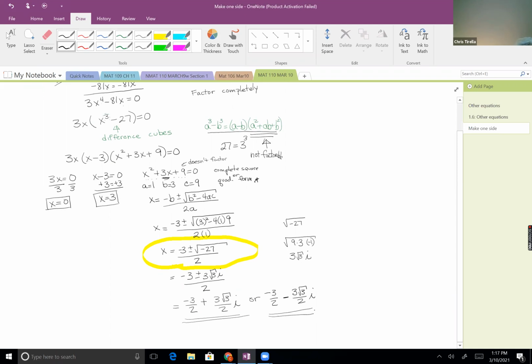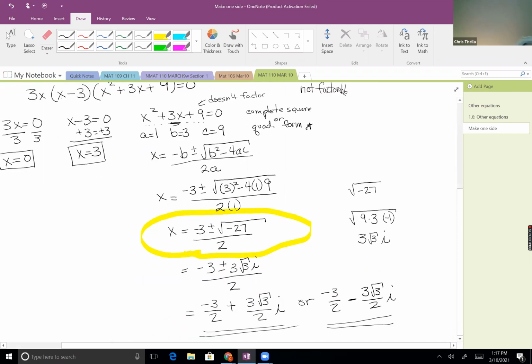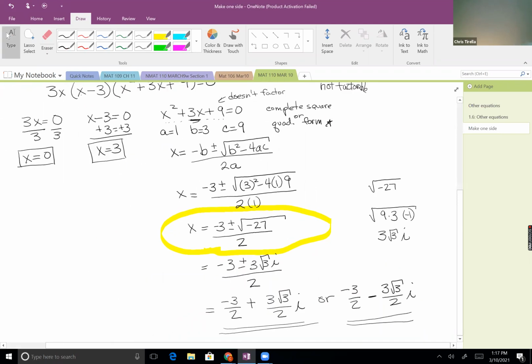I made that too small, sorry. How cool is that one? And so that was 4th degree. And we got 4 solutions.